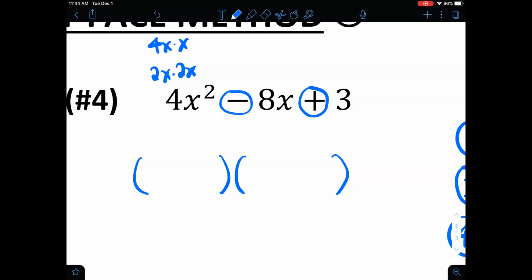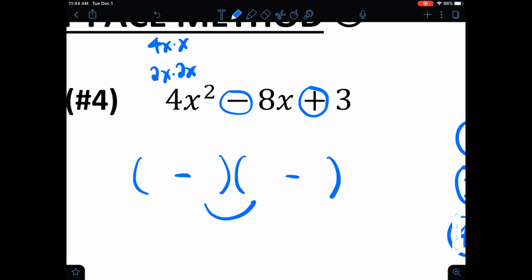We need factors of positive 3 that are going to end up with a negative in the middle here. So if we have a positive for the third term, but we have negative terms in the middle, it has to be that we have 2 negative terms for 3. That's the only way we would end up with a negative middle term and also a positive end term, right?